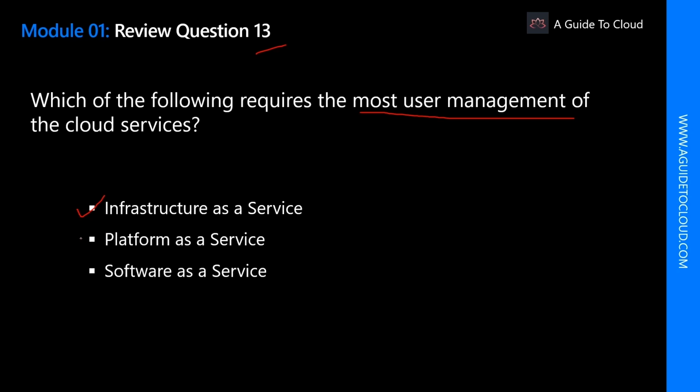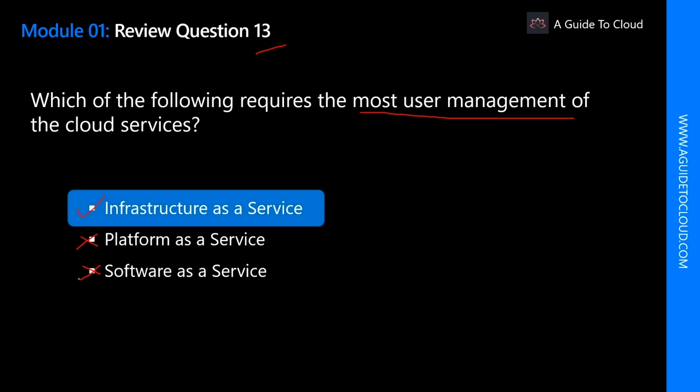Is it platform as a service? Absolutely not. In the platform, you don't have to worry about the underlying infrastructure completely. Is it software as a service? Software as a service is where you will get a service in an annual or a monthly bill subscription model where you don't have to manage anything. So the correct answer is the first option. Infrastructure as a service requires the most user management of cloud services.